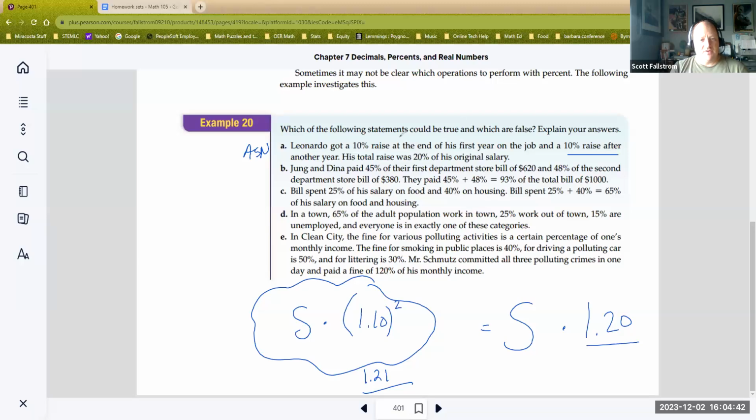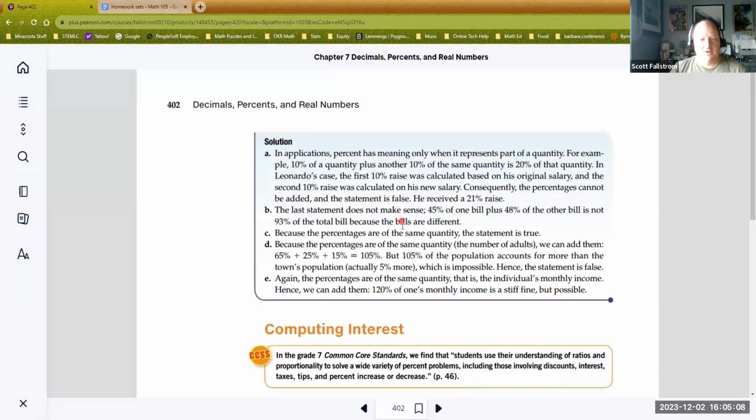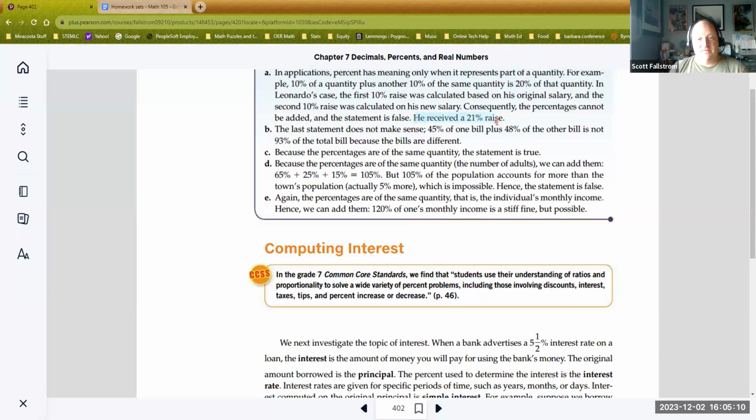So which could be true? Is this always true, sometimes true, or never true? This is never true. I'm sorry. And the reason is the second raise that he got was not on his original salary anymore. It's a raise on his new salary. So if you get a 10% raise, it's always on whatever your new base is. So that is not correct. Okay, and they go through some of those. Look at that. He received a 21% raise.